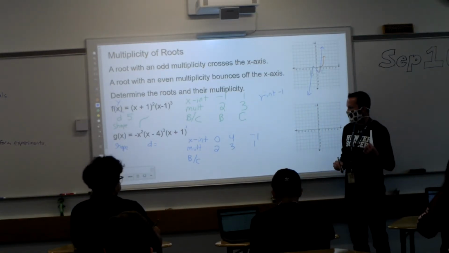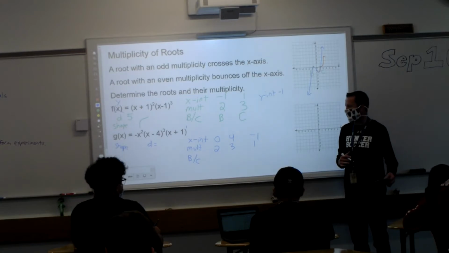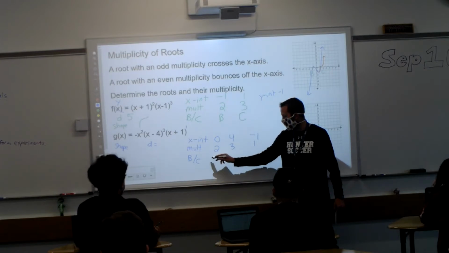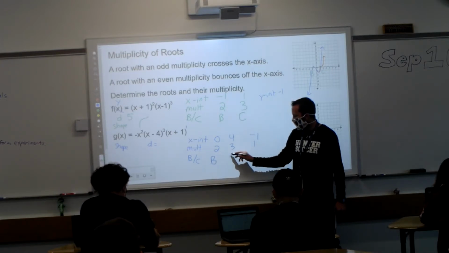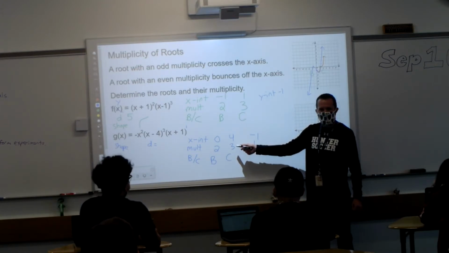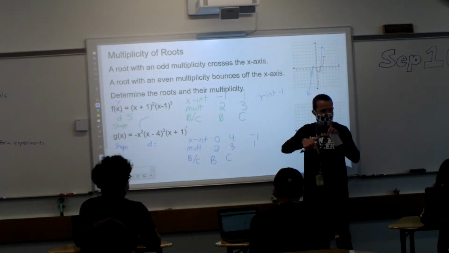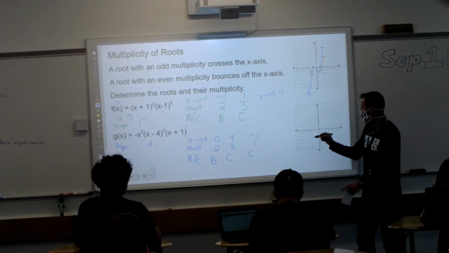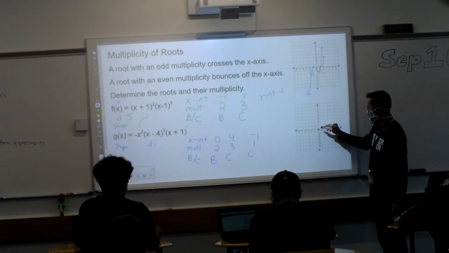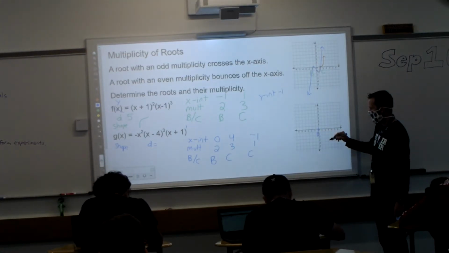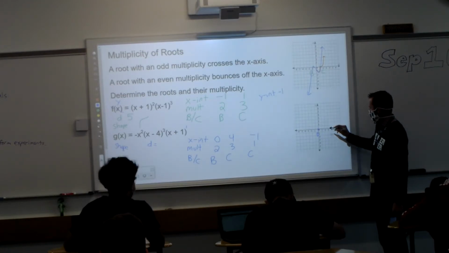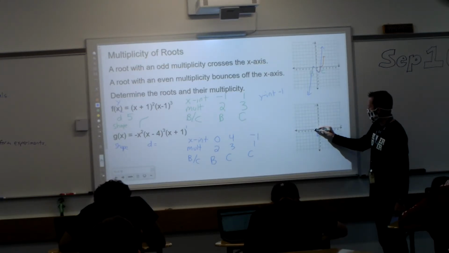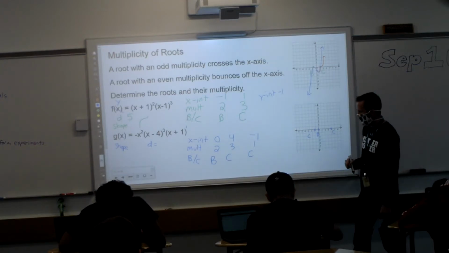Now what we're going to do is, based off whether that multiplicity is even or odd, that determines whether it bounces or crosses. So what happens at 0? Bounces. What about at 4? And notice that's a 3, so remember what we saw last time with that 3, it kind of makes an S curve. And then at -1 it's going to cross, but just kind of smoothly. So I'm going to come over to my graph, and at 0 I'm going to put a B, because it's bouncing. At 4 it's going to cross, but it's going to make kind of an S curve there. At -1 it's going to cross, but it's just a nice smooth crossing.